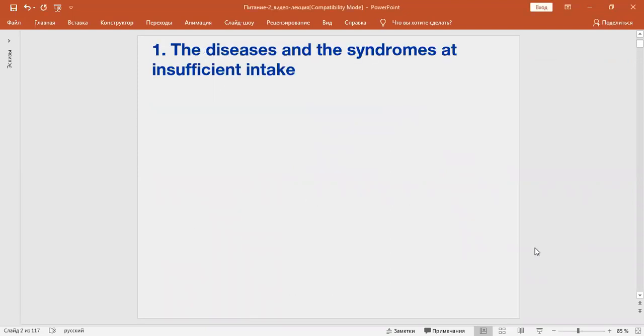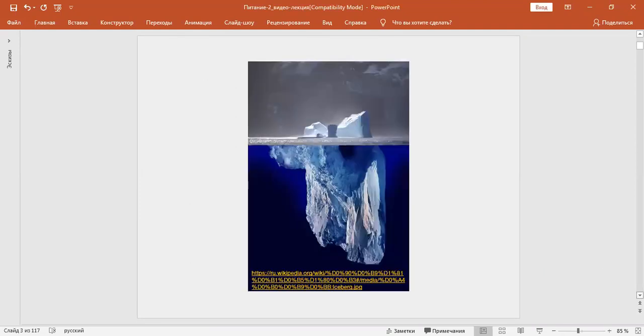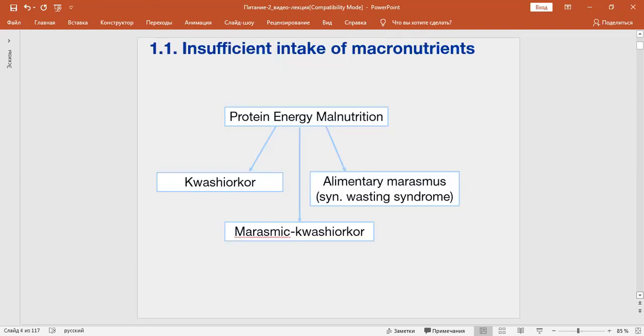My lecture today is devoted to the diseases and syndromes of insufficient nutrition. According to Stephenson, an incorrectly eating person looks like a captain of a ship who sees only a small tip of the iceberg on the ocean surface. He floats quietly until he encounters the huge underwater boulder.